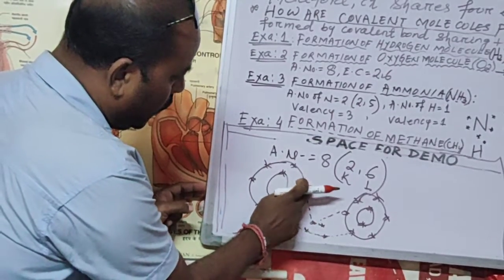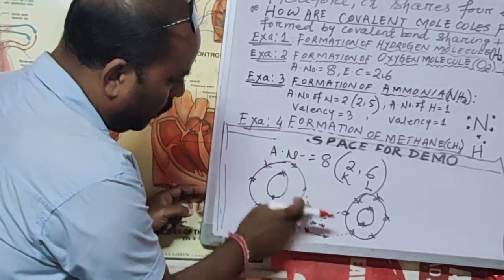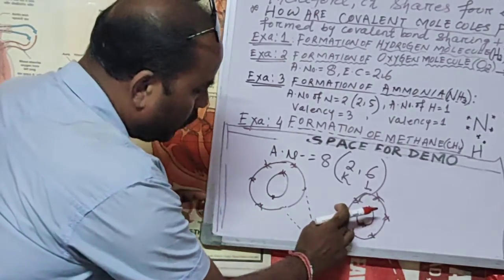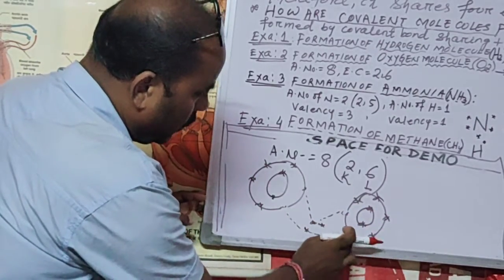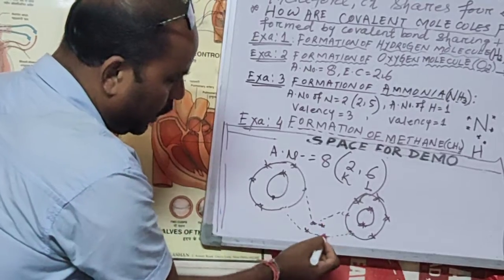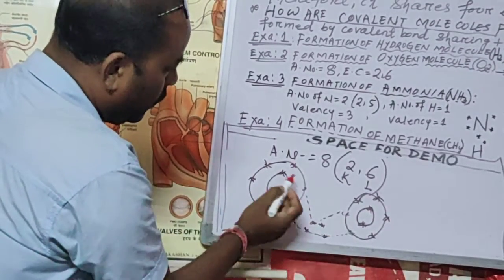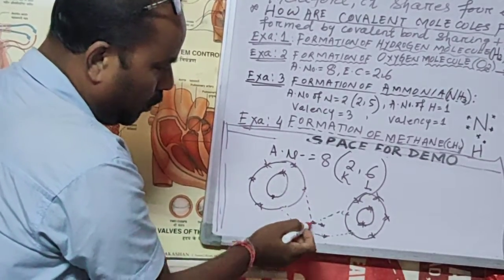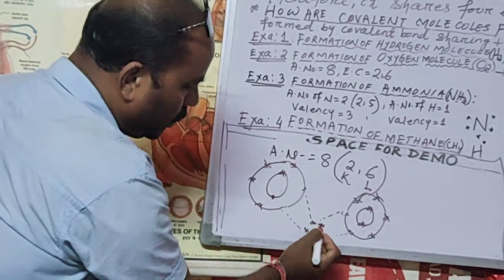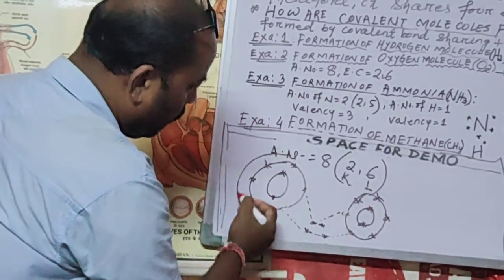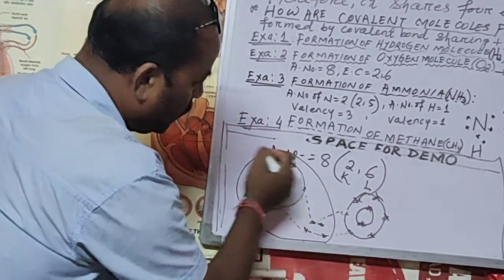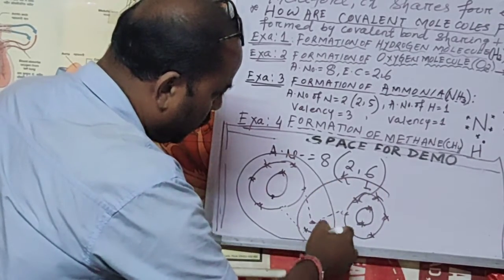Now this electron is coming here, so it will change the position here. Here also this electron is not there. So this electron is coming here, and two electrons are coming here, so two bonds are formed. Now this oxygen makes this bond with this one, and this oxygen made this bond with this.